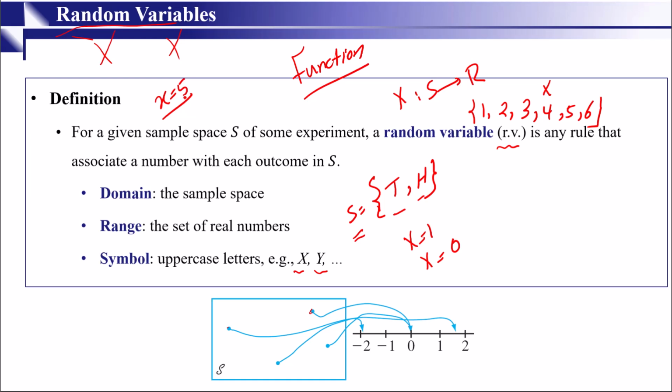So in summary, a random variable is a function that maps sample space outcomes to real numbers. It's not random. The function itself is deterministic. The randomness comes from the probability distribution. And unlike algebraic variables, it does not hold a single fixed value, but rather describes a probabilistic process.